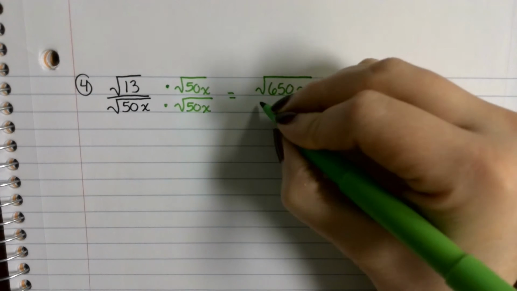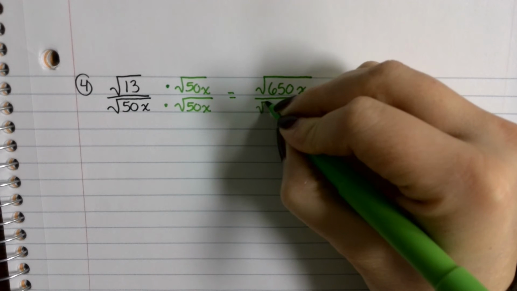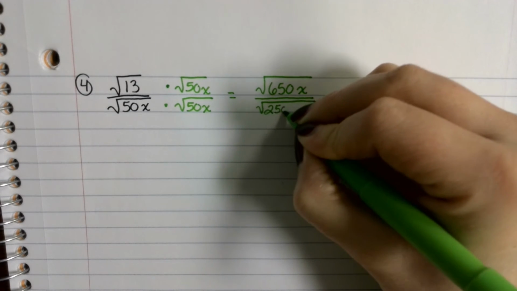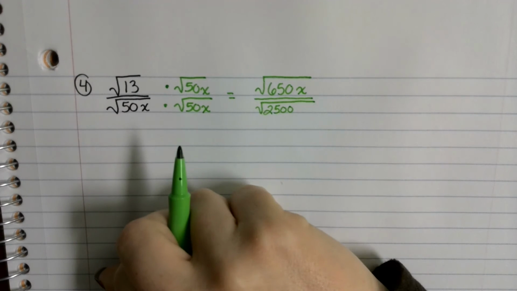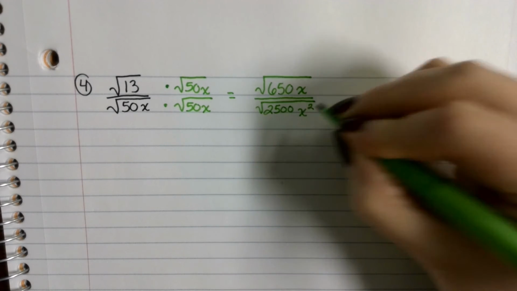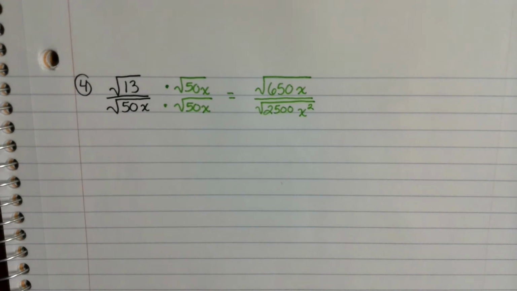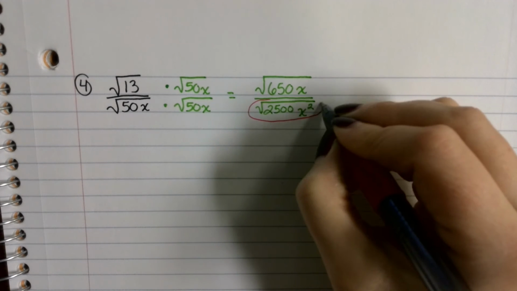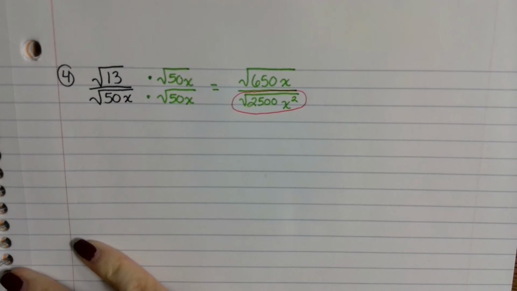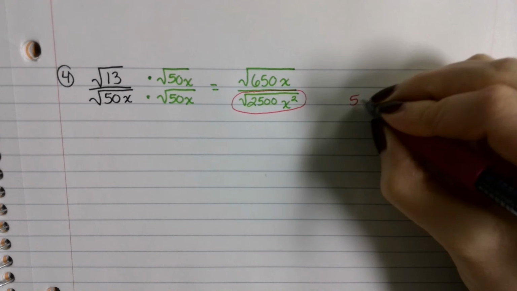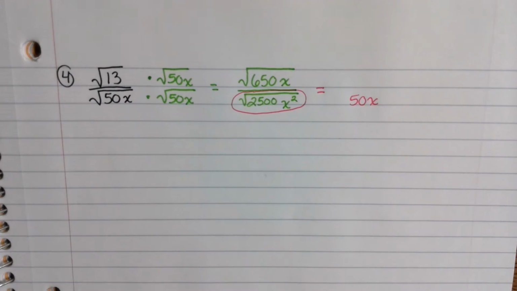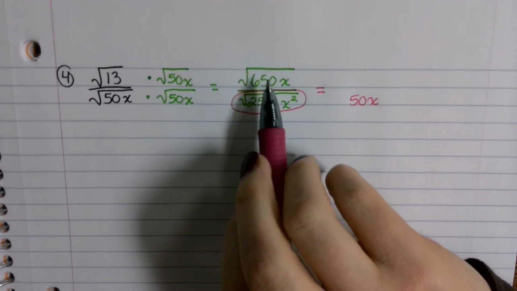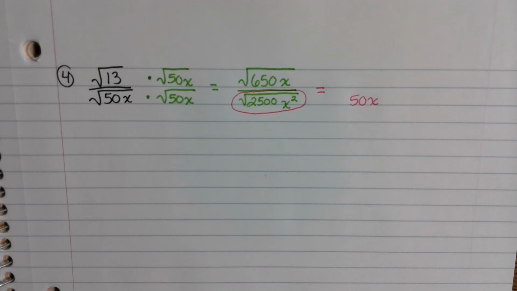Now, if I do 50 times 50, that's going to give me 2,500. And x times x is going to give me x to the what power? To the second power, so I have x squared. Now, again, here we're looking at this being a perfect square. So this would just simplify to 50x. And then the square root of 650, we can go ahead and break that up. Who can tell me what factors? Anybody?